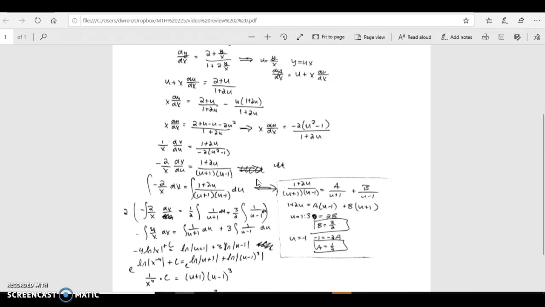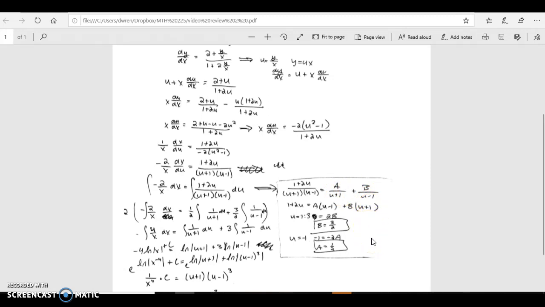So the integral of minus 2 over x dx equals the integral of 1 plus 2u over u plus 1 times u minus 1 du. What we have here is a partial fraction decomposition. So 1 plus 2u over u plus 1 times u minus 1 would equal a over u plus 1 plus b over u minus 1. So we multiply across, and we get 1 plus 2u equals a times u minus 1 plus b times u plus 1. We essentially cross multiply.